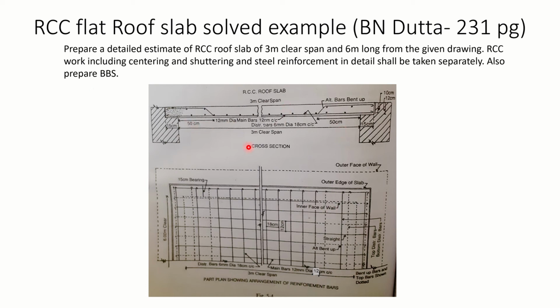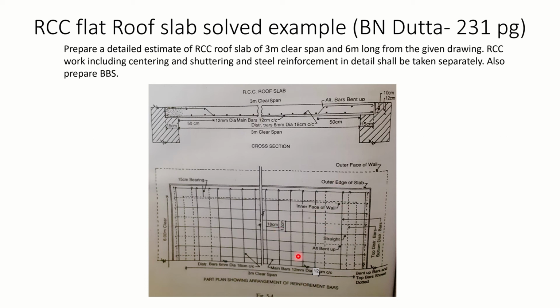You have to very carefully first of all understand the drawing. This shows the 3 meter clear span of this slab. This slab goes into the support at 15 centimeter on both sides. The depth of the slab is 12 centimeter and the reinforcement details are such that the 12 mm dia bars are the main bars lying in this direction, and the distribution bars are of 6 mm diameter at 18 centimeter center to center. Main bars are at 12 centimeter center to center.